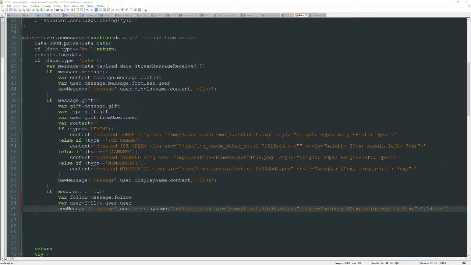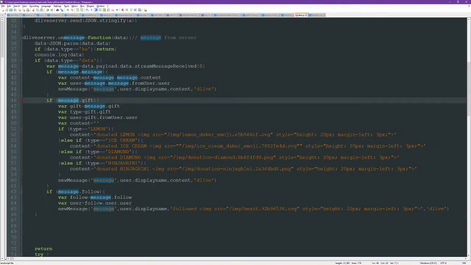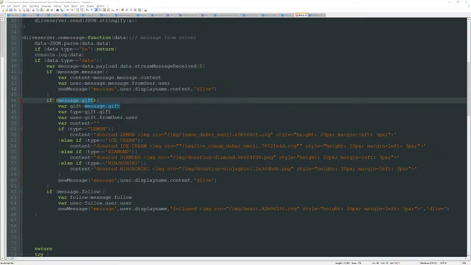So payload data stream a message received 0. I don't know why it's 0 there, but sure. Message. Wait, what am I looking at? Oh, okay. We know messages work. Get out of here. So, payload data, stream message received, 0 gift. That's what message is. If that gift, then that is gift.